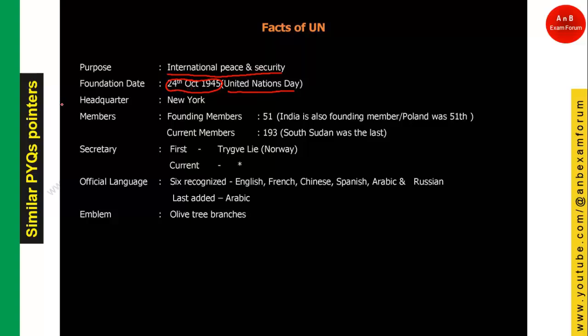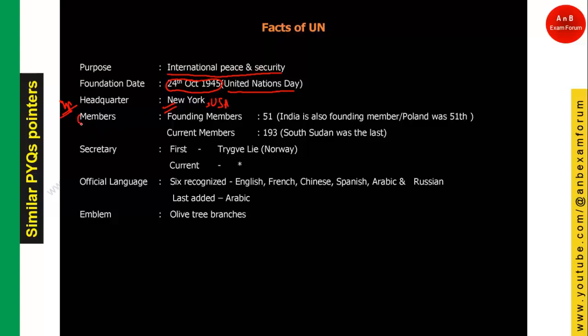A very important pointer related to any organization is the headquarter, because this is a very confusing part. There are many organizations in the world, and in exams you will find headquarter related questions. Why is the headquarter very important for the UN? Because it is one of the major organizations working on international peace and security. The headquarter is in New York, in America, USA. So New York is the place where the headquarter of United Nations is present.